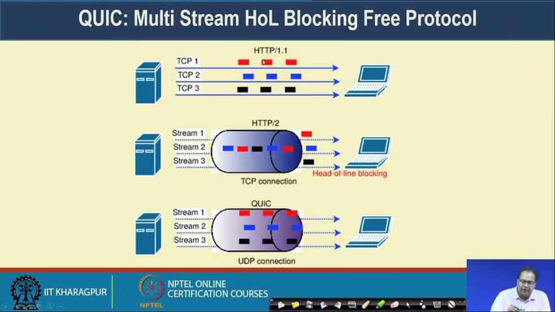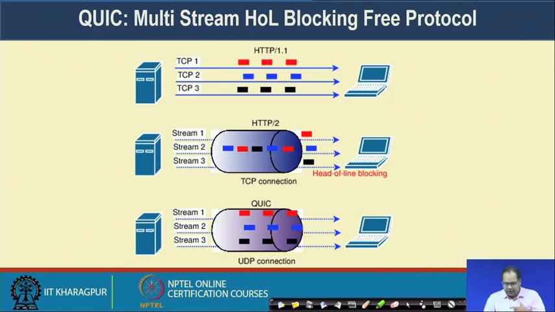In HTTP 1.1 you can have multiple TCP streams one after another, and with every TCP stream you can send multiple request-response messages between the client and the server. But because you have these multiple TCP streams in parallel, every individual stream needs its own connection establishment, and every TCP stream goes through the slow start phase. That is the overhead for HTTP 1.1.